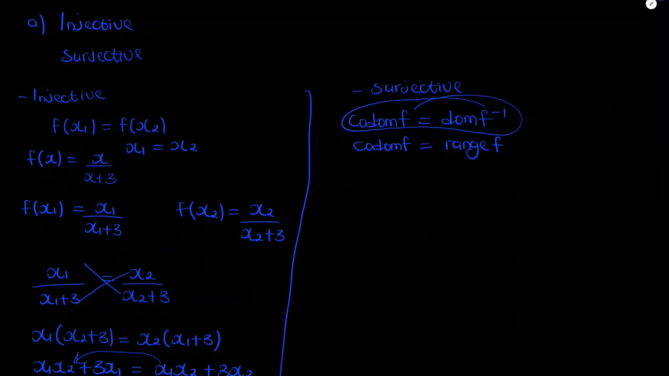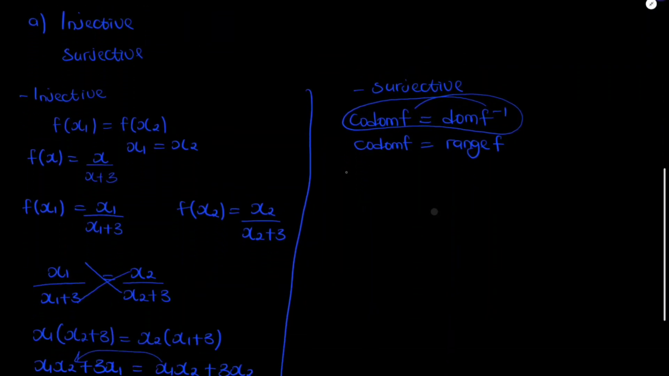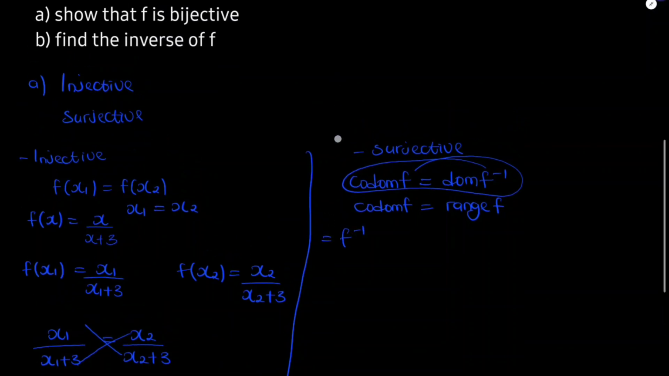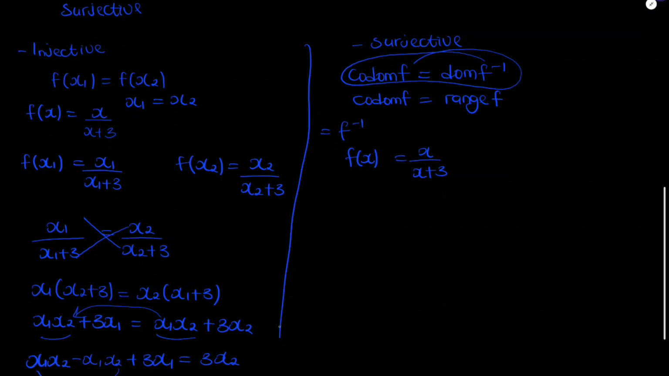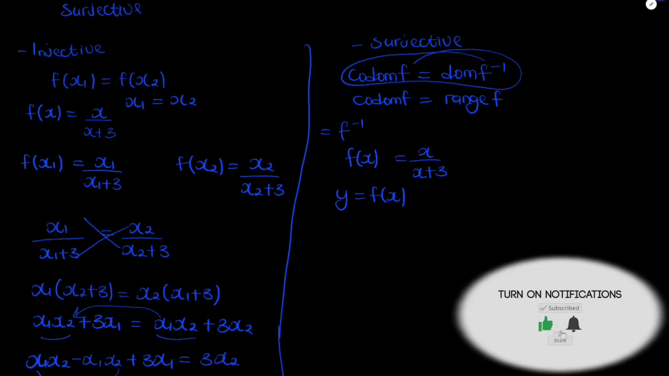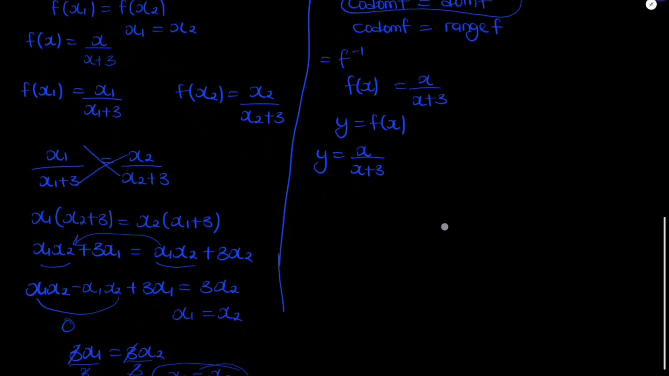So to look for the domain of f inverse, firstly, we don't know f inverse. So now let us find f inverse. Okay, so our function f of x is x on x plus 3. To find the inverse of this function, we are going to say y is equal to f of x, and from there we are going to solve for x. So we are going to have y equal to x on x plus 3.